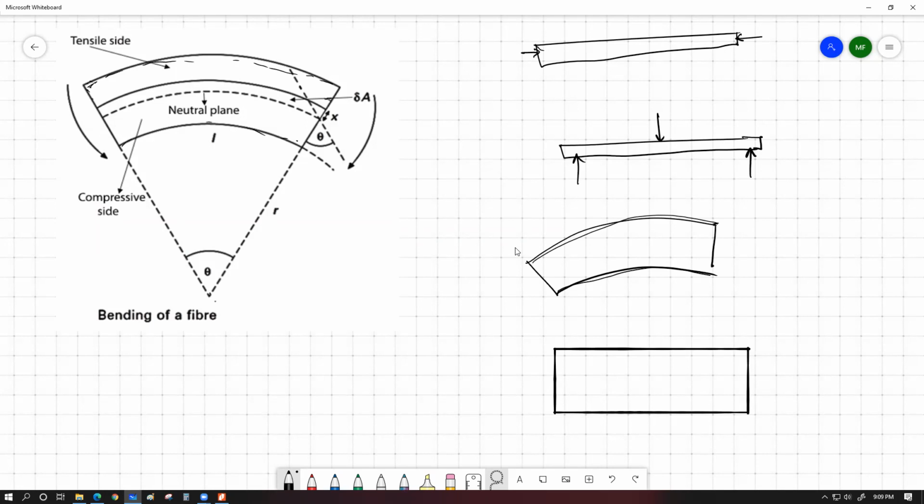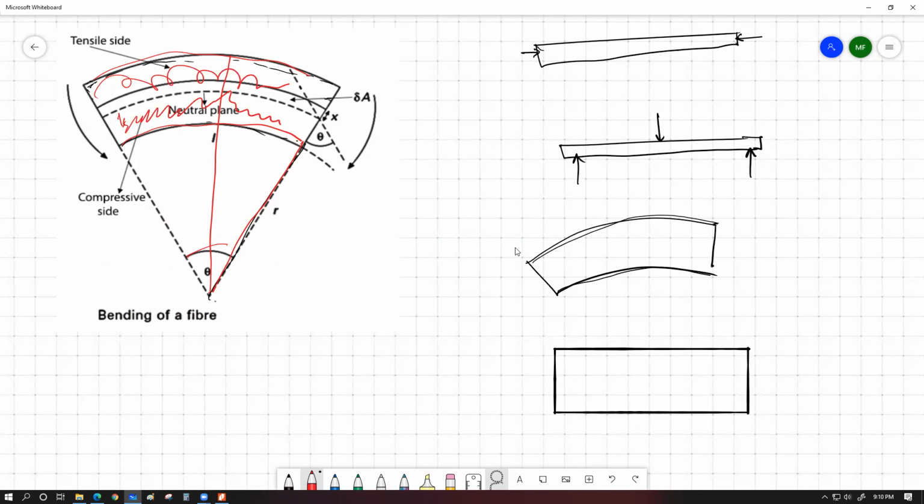So it equals r theta. This r is smaller, this r is smaller, whereas this r is bigger. So for the same theta, this is a smaller length, this is a bigger length. So the inside part experiences compression, the outside part experiences tension. So within the same specimen, on two different sides, we can have two different types of deformation available.